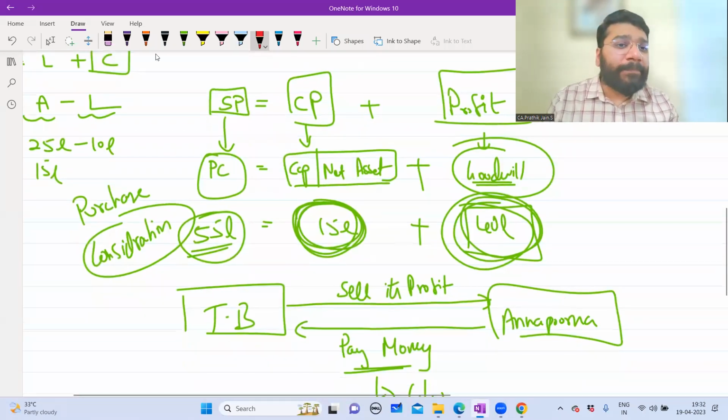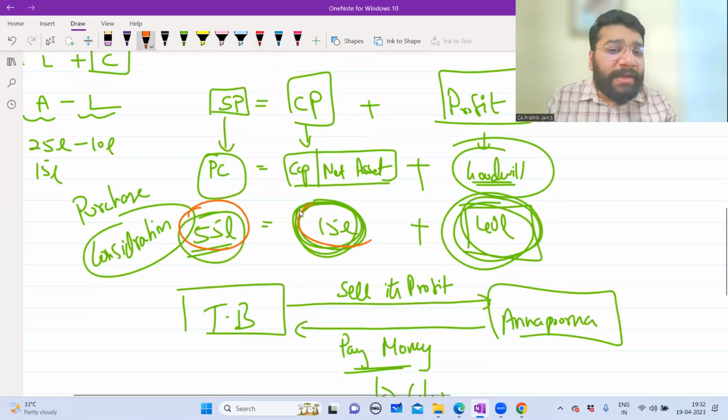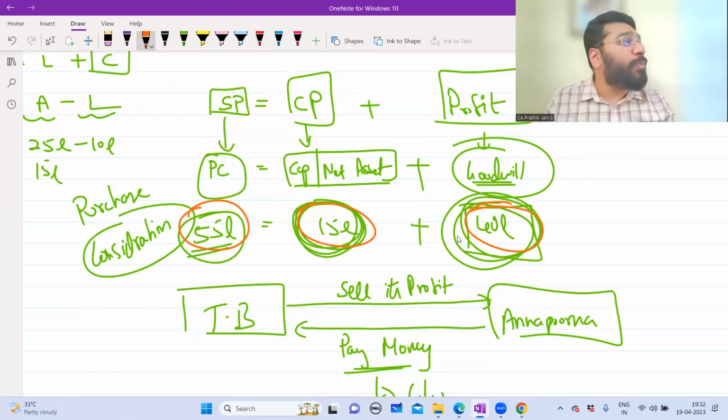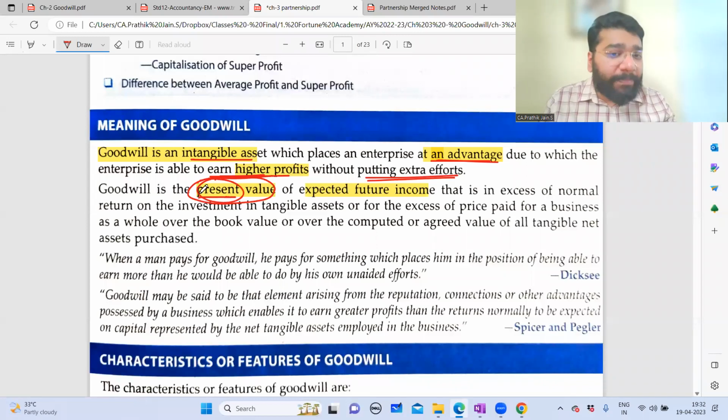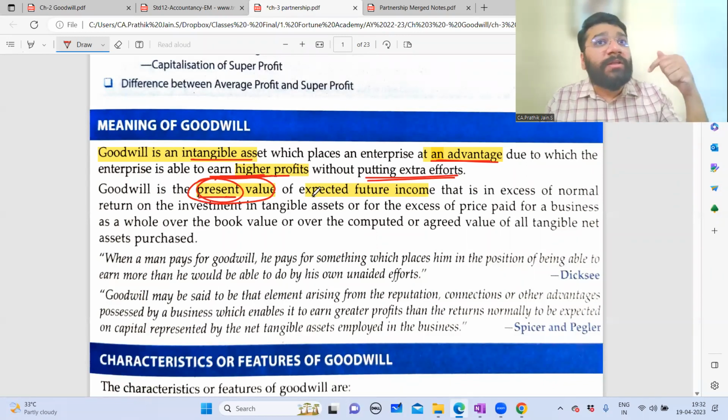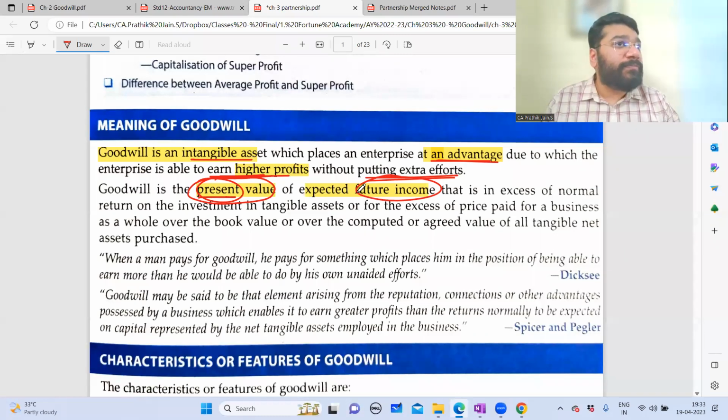55 lakh totally Annapurna is paying. In that, 15 lakh is towards your capital and 40 lakh is towards your goodwill. So that goodwill Annapurna has to pay in the present date, which is nothing but the future profit that Tasty Bite is sacrificing. So goodwill is basically the value that you're getting today for the future income.